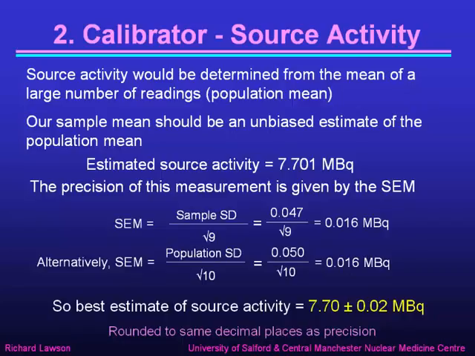Notice there's no point in quoting too many significant figures in the standard error of the mean, and if we round that to 0.02, then we also round the mean activity, 7.7, to just 2 decimal places. There's no point in quoting the third decimal place, which is better than the precision of the measurement.